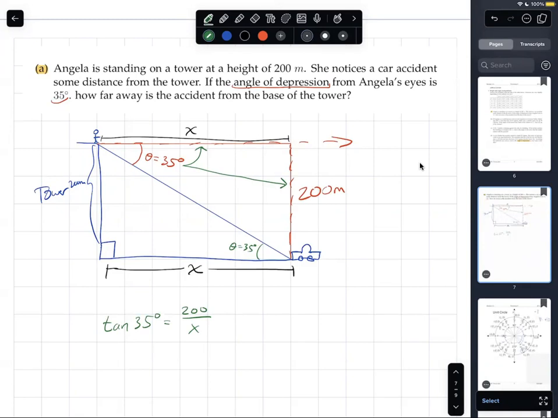Can it be cotangent as well? Yes. Cotangent would work also. The cotangent of 35 degrees is equal to not opposite over adjacent, but adjacent over opposite. That right there. And so this is actually a little bit cleaner because to solve for x, all we have to do is multiply by 200. And then we get 200 times cotangent of 35.